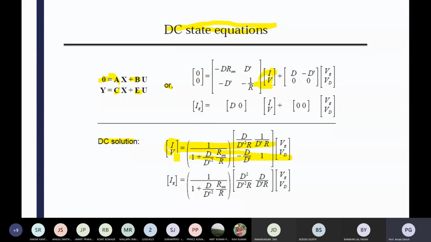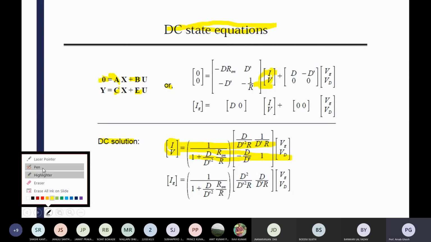Here there is no ESR in the capacitance, so you are only considering two non-idealities: the on-time resistance of the MOSFET, RD on, and the forward voltage drop of the power diode, VD. These two you have considered. So you will get the expressions for I and V in terms of RD on and VD. Here you can see that it is calculated.